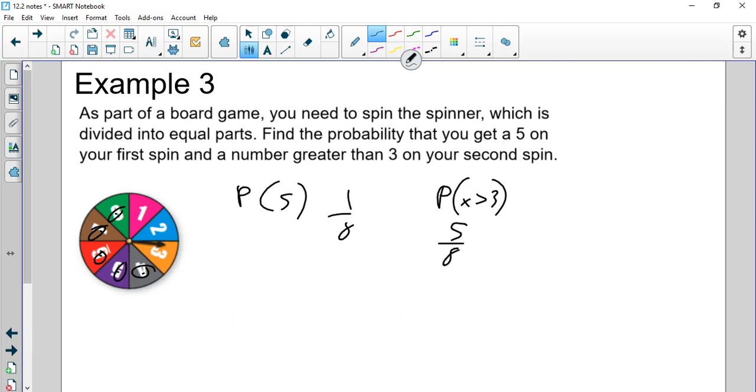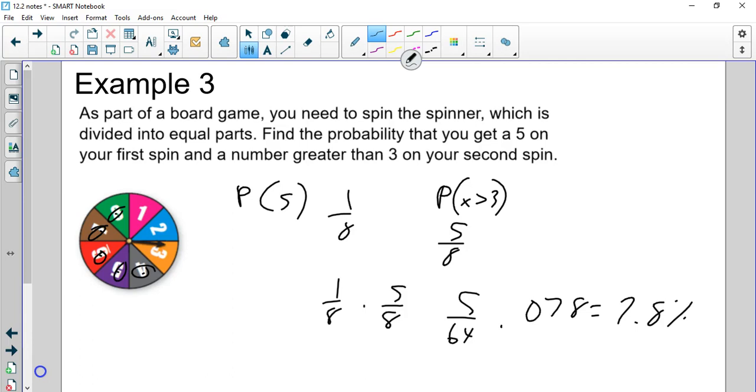Okay? So the probability of both occurring is 1/8 times 5/8, which is 5/64, or 0.078 or 7.8%. Straight independent, because spinning a 5 does not affect spinning again and getting a 5 possibly, unless you actually took that number off the board. Like, you're not allowed to get the same number twice.